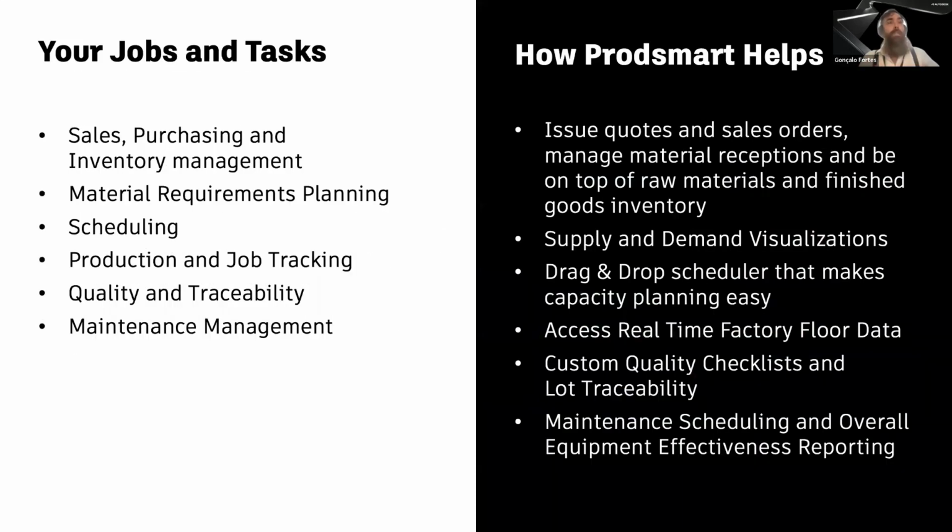But we don't stop on the shop floor. Even though it's a shop floor centric solution, Prodsmart goes beyond the shop floor and supports all the other needs of the business process from order to shipping, covering sales, purchasing and inventory management, material requirements planning, scheduling, production and job tracking, as mentioned before, quality and traceability, and maintenance management too, very important. And with all of this, Prodsmart can help you every step of the way, covering all the different stages of the process and enabling all of your team to go digital and automate your whole operation.